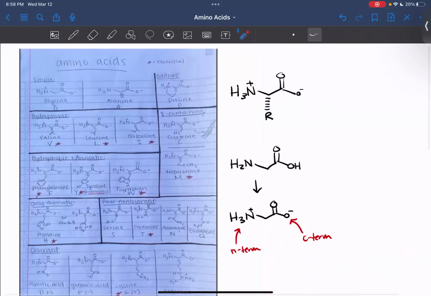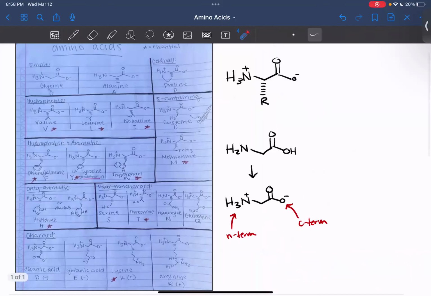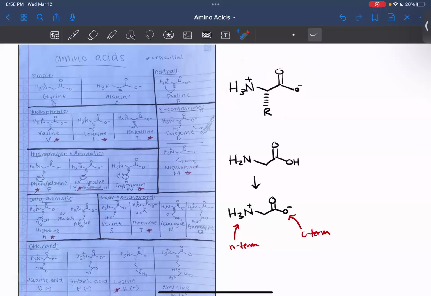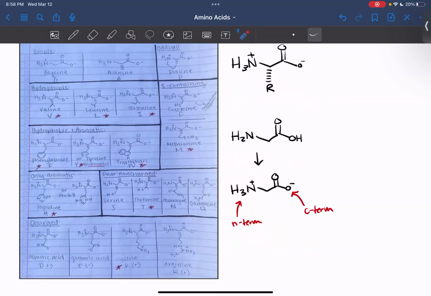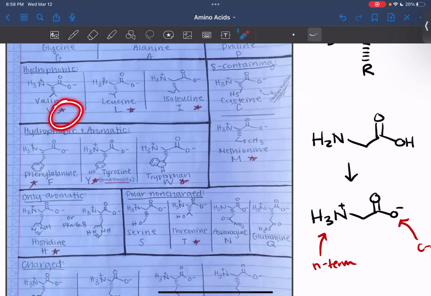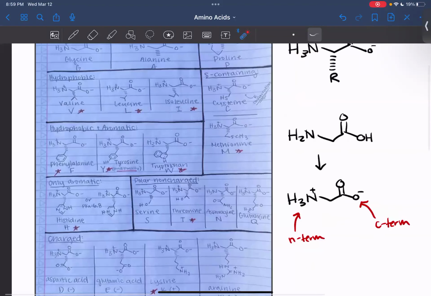From this structure, you should be able to draw all of your amino acids. What you also need to understand with your amino acids is which ones are essential or not. All these with the stars here are essential. You should also be able to group them in their categories. You might think this is very challenging, but once you have them memorized, it's actually not as hard as you might think.